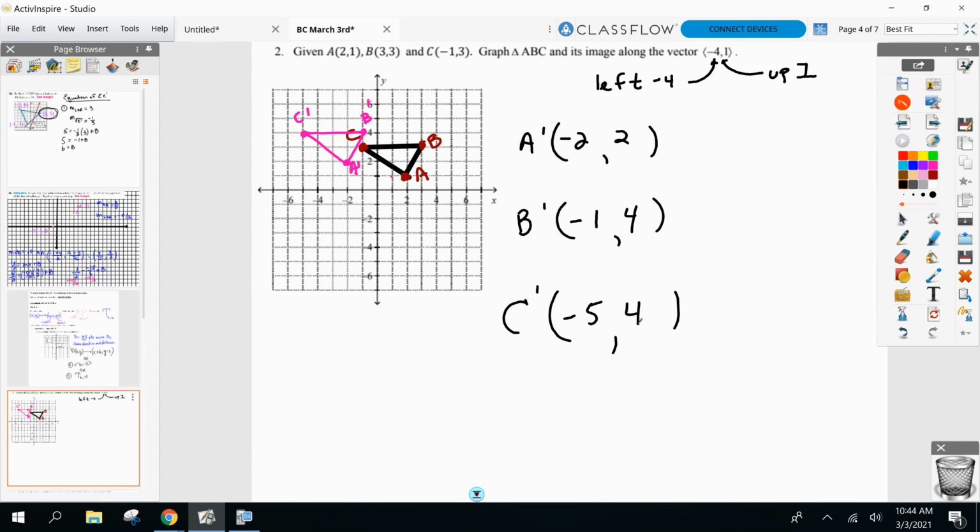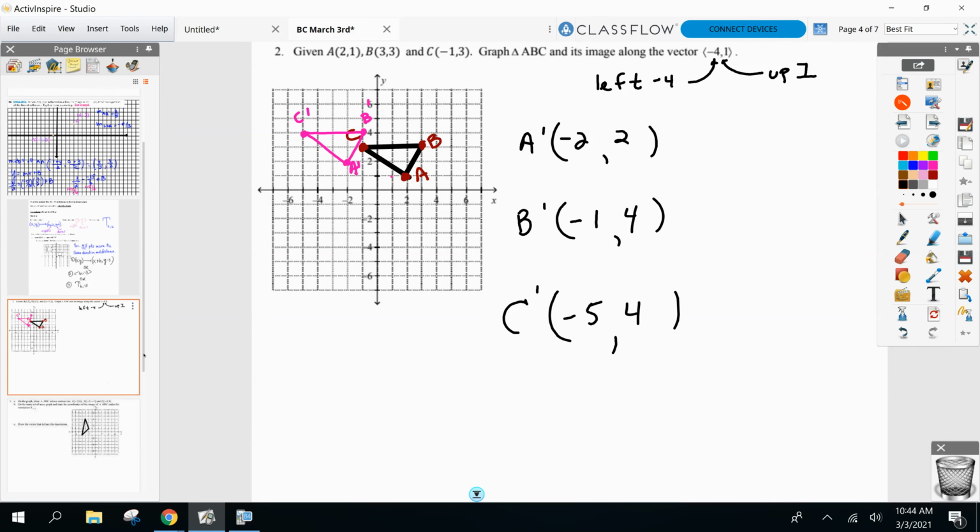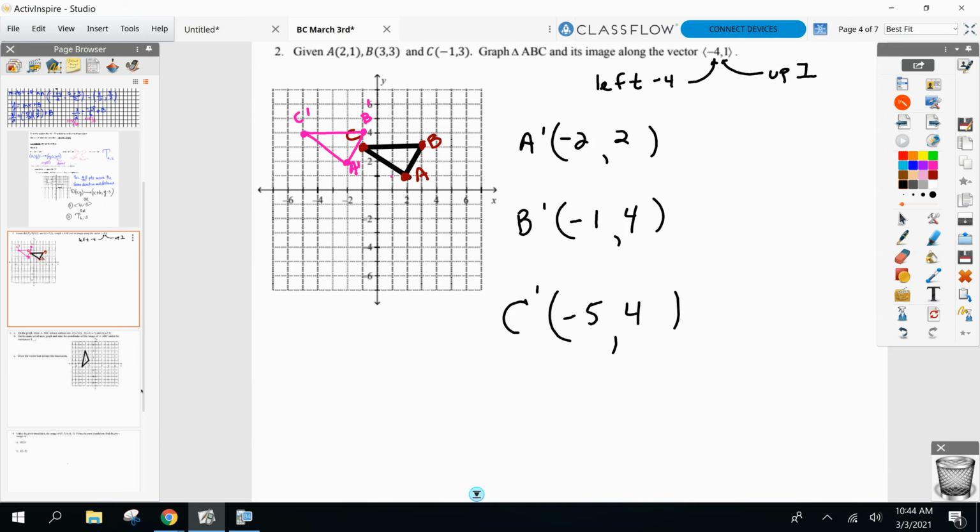I don't know if you guys are noticing, you don't need to count on the graph. You can just subtract 4 from all your x's and add 1 to all your y's, and you get the same coordinates. So you don't have to go 1, 2, 3, 4, up 1. If you want, that's fine, but you can also add and subtract. All good? Any issues? One more like this, and then I'm going to introduce what actually a vector is.